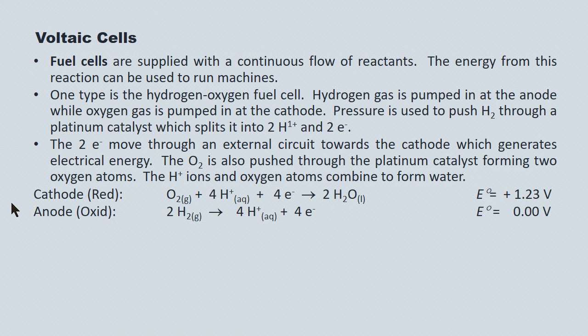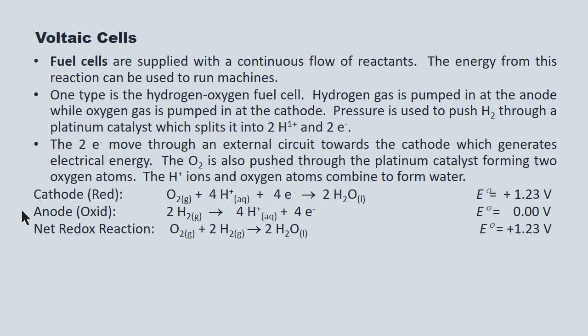Here's the reaction at the anode, the oxidation of hydrogen gas, and here's the voltage. So each cell is generating positive 1.23 volts. And here's the promise of fuel cells. The only waste material coming out of the tailpipe of these vehicles, for example, is water.